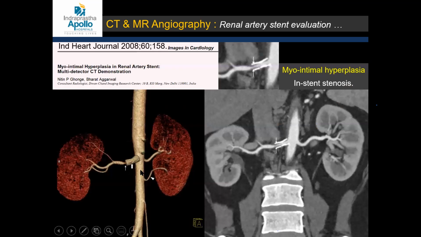This is another example. Here you can see the focal narrowing in the distal part of the stent seen on the VRT image of CT. When we cut across the stent, we can see there is neointimal hyperplasia, which is causing in-stent stenosis.